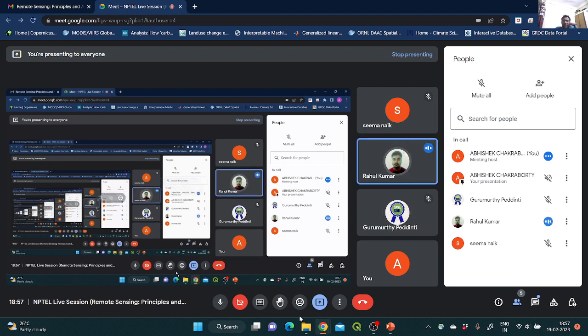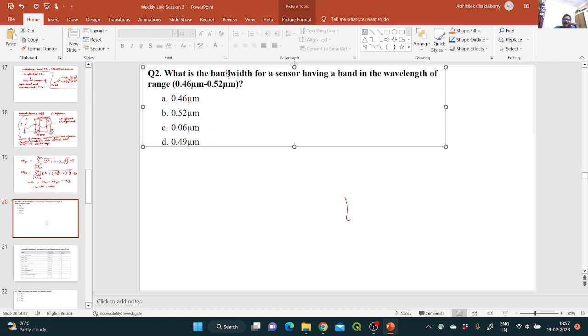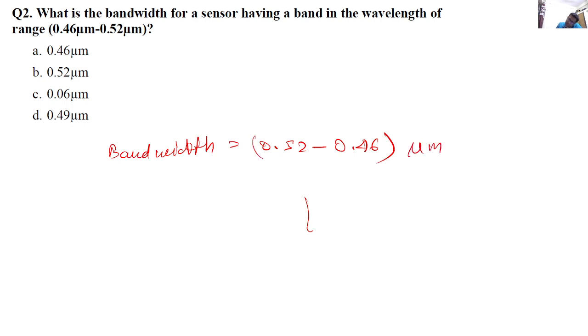C. C is 0.06, and you're correct actually. The answer is pretty straightforward, right? The name itself is bandwidth, and you just have to take the difference. So bandwidth in this case is the difference between the lower and the upper limit of the range. So bandwidth is 0.52 minus 0.46 microns, which is equal to 0.06 microns. The answer is C. That is correct.